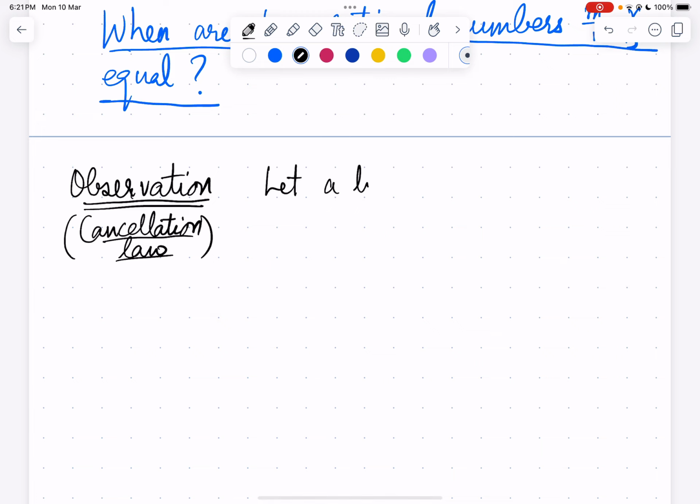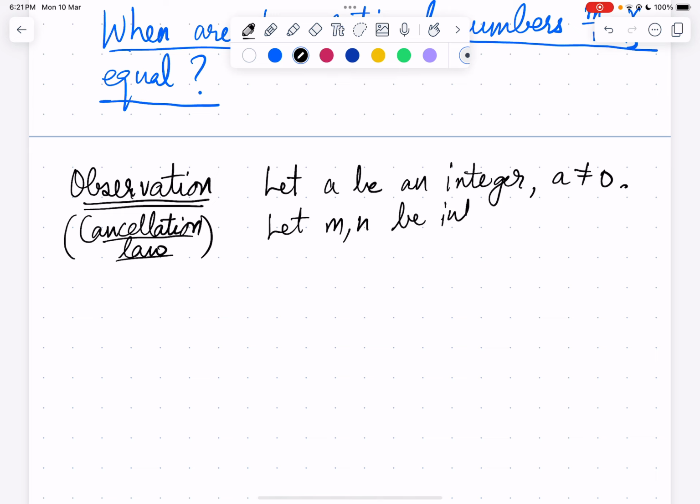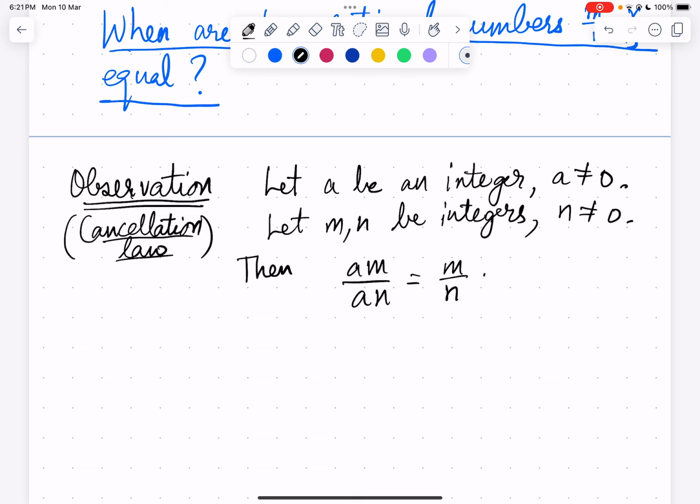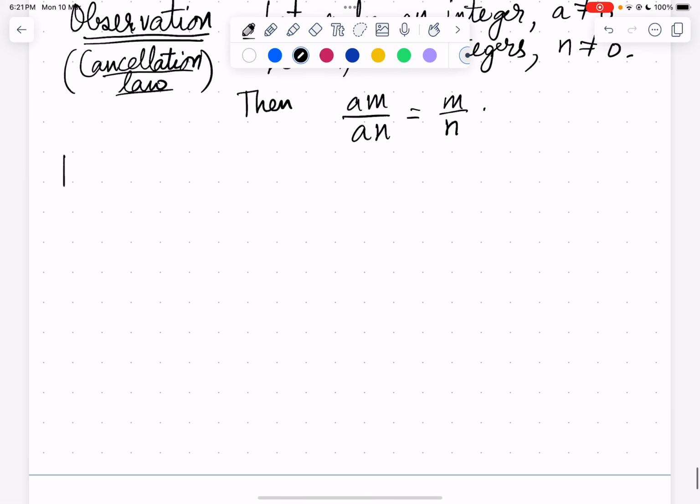Let a be an integer, a not equal to 0. Let m, n be integers, n not equal to 0. Then am by an is m by n. So the proof is as follows.